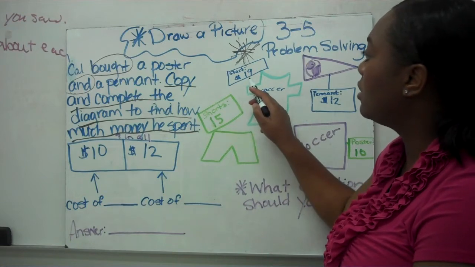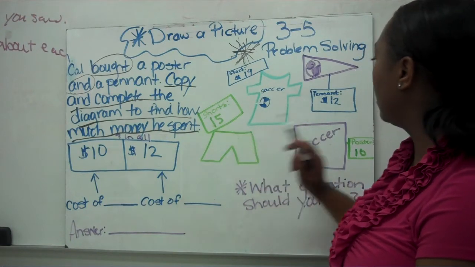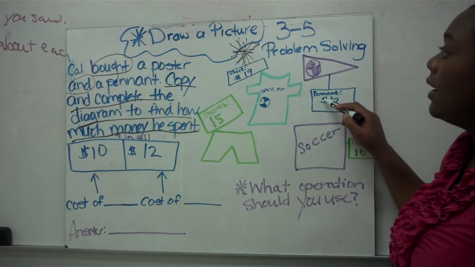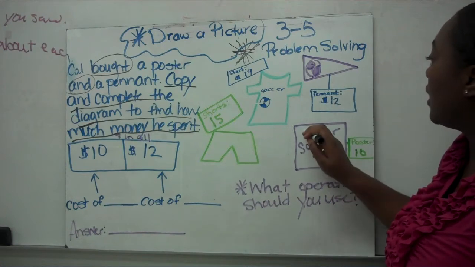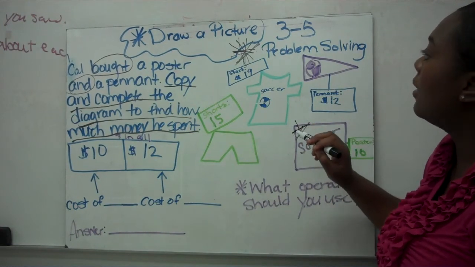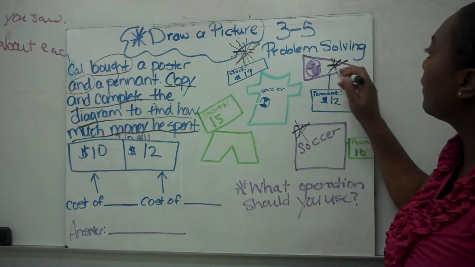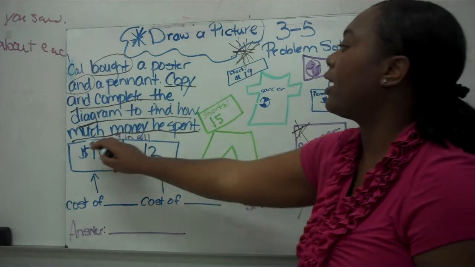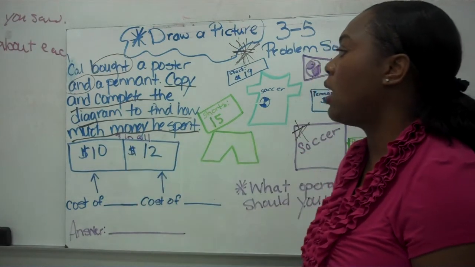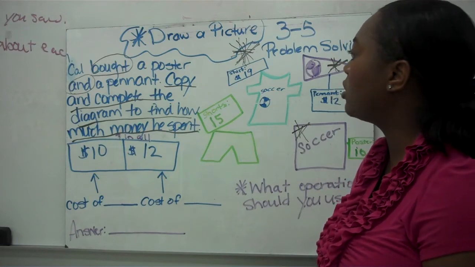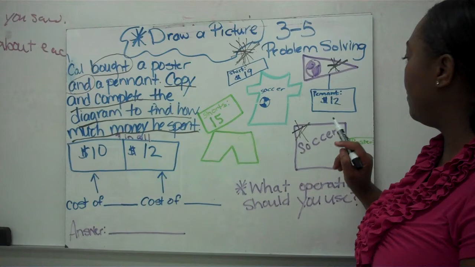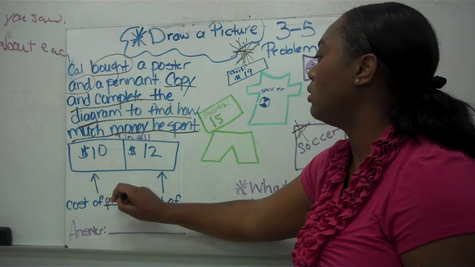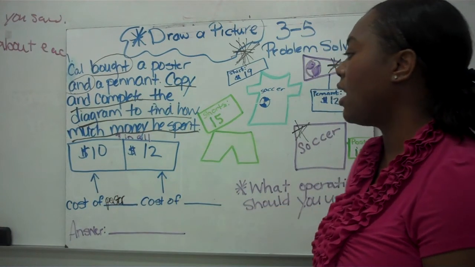A shirt costs $19. Shorts cost $15. The poster costs $10. The pennant costs $12. So he bought a poster, which is right here, and he bought a pennant, which is right here. So he spent $12 and $10. All right, so here's my diagram. Remember, when you draw a picture, you always write down what you know. We know he bought a poster, and the picture told us the poster was $10. So this 10 right here represents the poster. So we know he spent $10 so far.